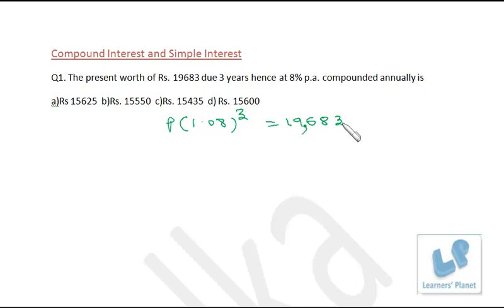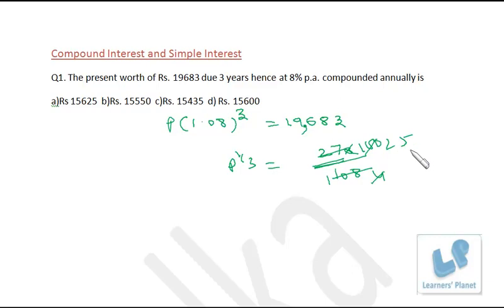If this number is ending in 3, the cube root will end in 7 and the first 2 digits 19, so the cube root will be 27, right? And then P cube root is equal to 27 by 1.08, right? We have taken cube root of both the sides. So this is this.